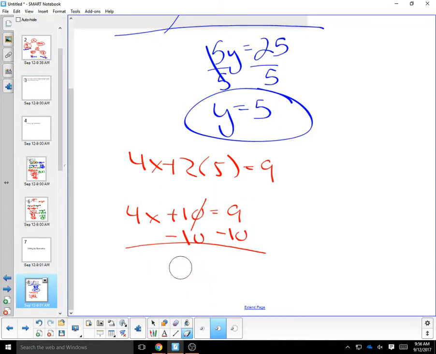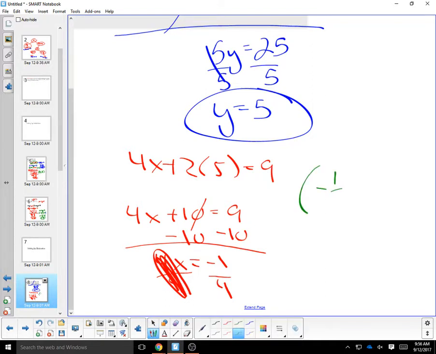Oops, I forgot my y. Do they like fractions? Because you guys are scared of them. And you need to not be scared of them. I'm not scared of them, I just dislike them. That becomes 1, so there's my x value. Solution here: negative 1/4, comma 5.